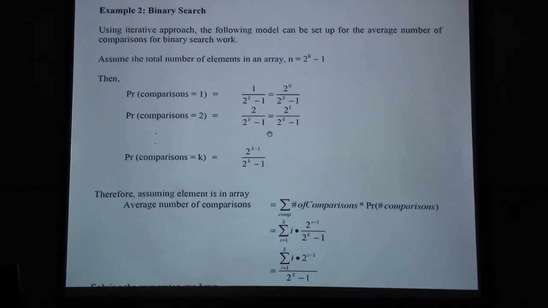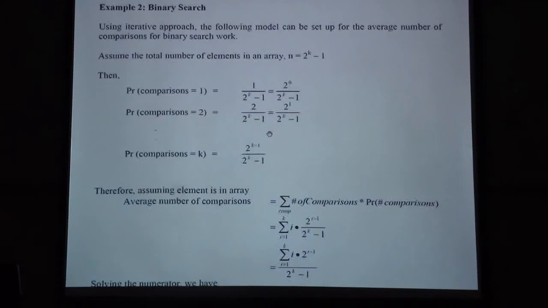The probability of 2 comparisons, why is it 2 over 2^k minus 1? Twice as many numbers. Because once we go here, we can match the middle here, or we can match the middle here. So there's going to be 2. Okay, and so what's going on here? Probability of 3 comparisons, how many of them are going to be? 4. So this number is growing exponentially, and this number is the same.